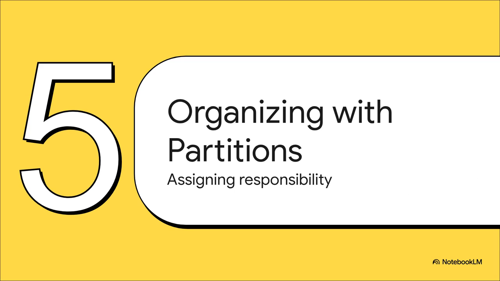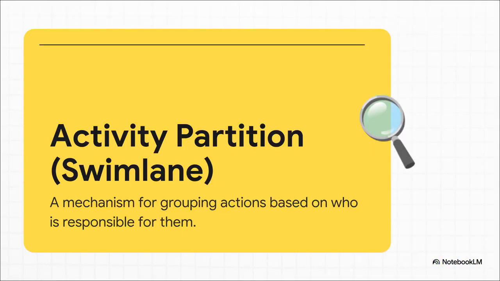All right, last section. Let's talk about organization. When a process involves multiple different actors or systems, you need a way to clearly show who is responsible for what. And that mechanism is the activity partition, though you'll almost always hear it called a swim lane.